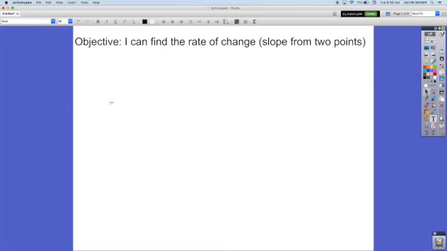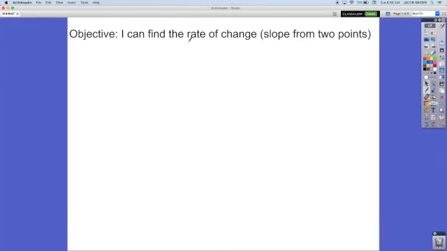I can find the rate of change and slope from 2 points. Okay. So our keywords today is that we're going to talk about rate of change. We're going to talk about rate of change, and really, that's the same as slope. Okay. Let's copy that down for me real quick.